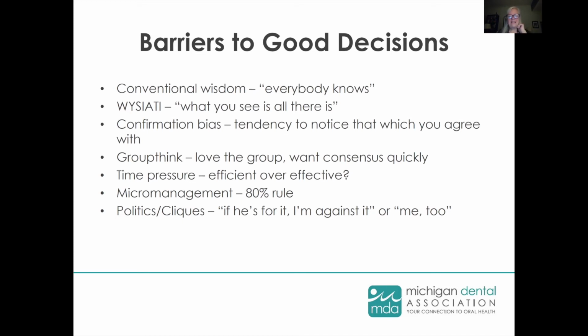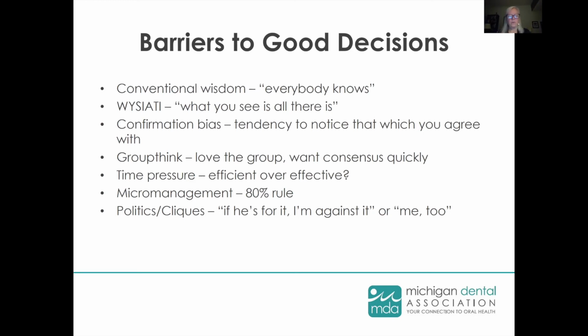Confirmation bias is the tendency to notice that which you agree with. I saw that in my own life when I gave birth to a redheaded baby. I had never in my life seen so many redheads as I did after that baby was born. All of a sudden, they'd always been there, but I didn't notice them.